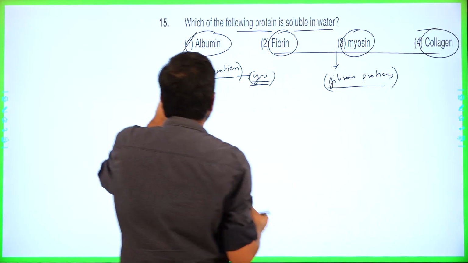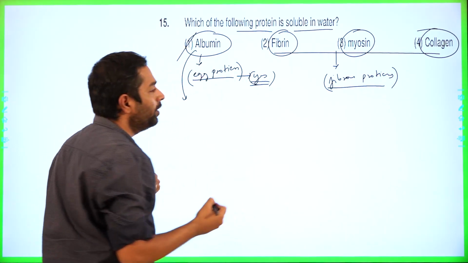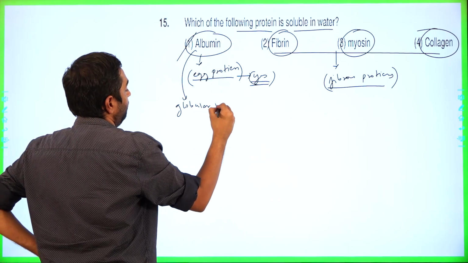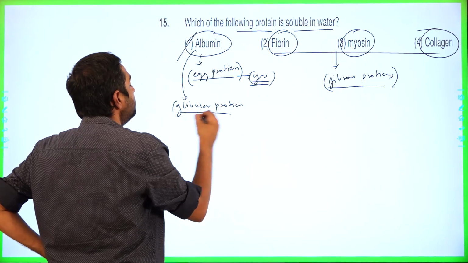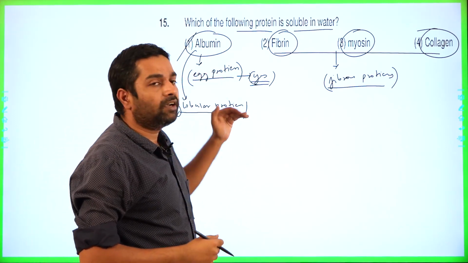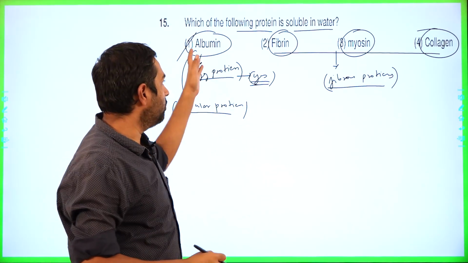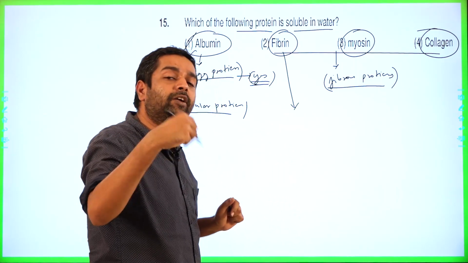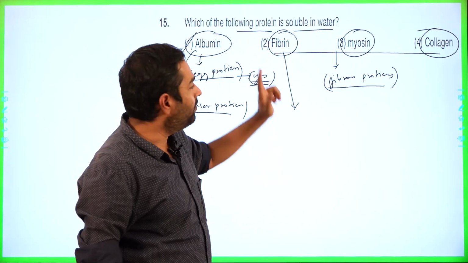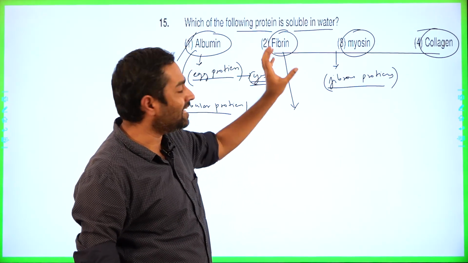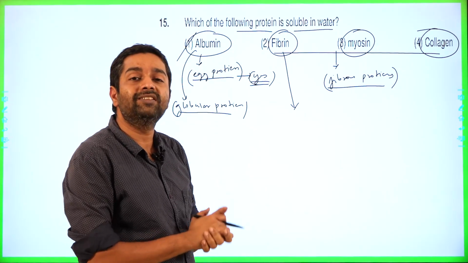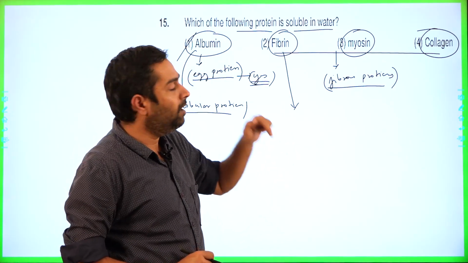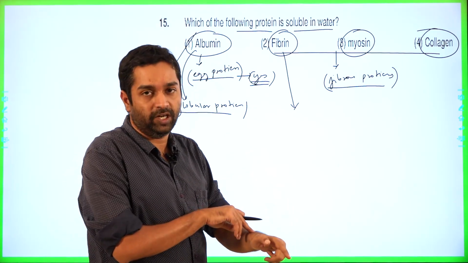Now, this albumin is going to be a globular protein. Globular proteins are generally transported in the blood, which means they are going to be soluble. The fibrin also has a globular aspect in a different structure. When it is present in blood, where is fibrin seen? Fibrin is mainly seen in a different form in blood, but that different form is soluble in water.